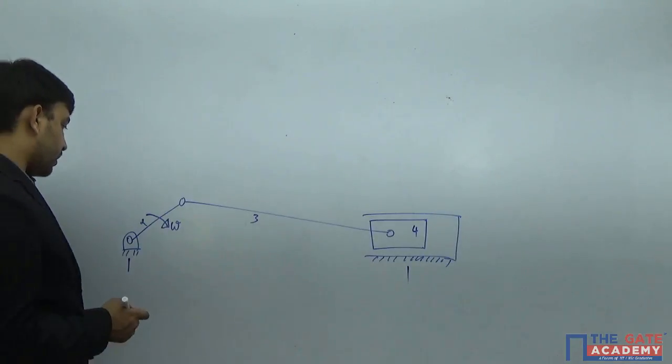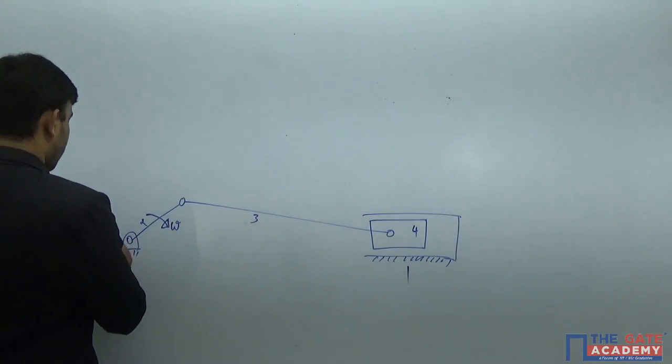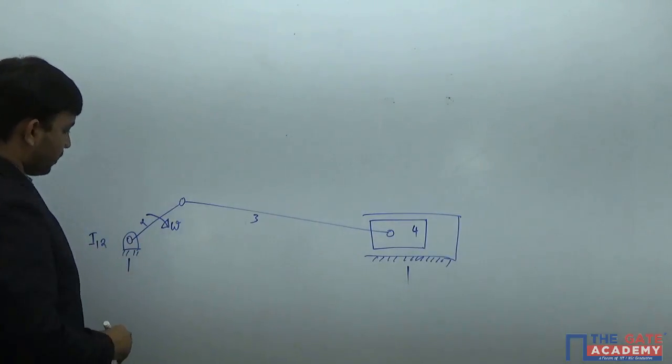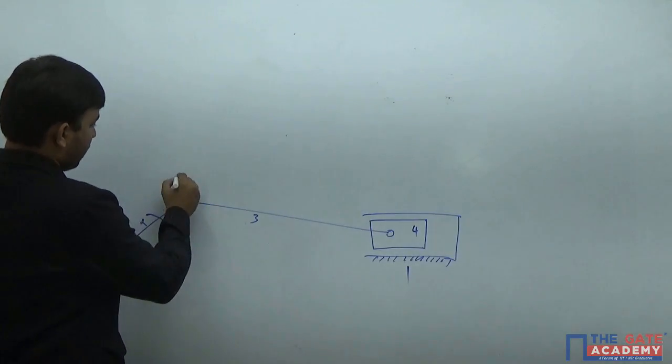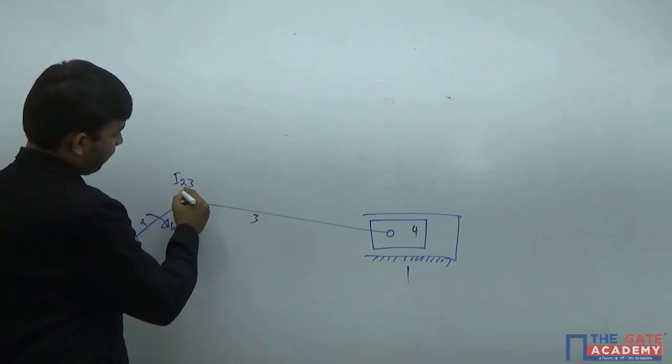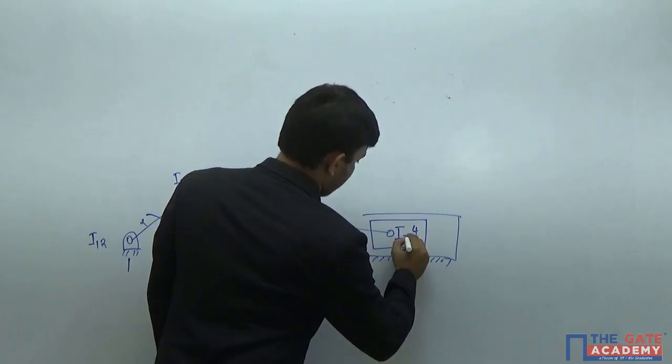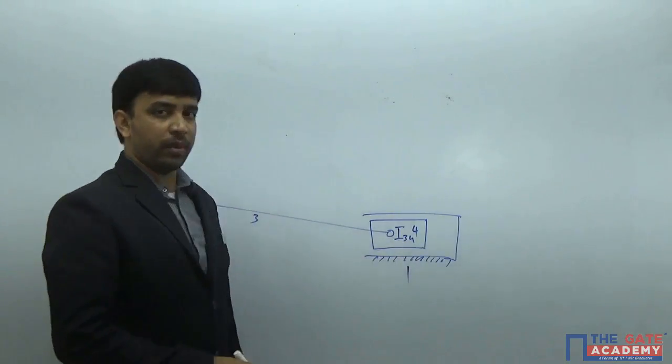I'm locating the instantaneous centers. You can see links 1 and 2 are connected by a turning pair here, so I12 lies here. Links 2 and 3 are connected by a turning pair here, so I23 lies here. Links 3 and 4 are connected by a turning pair here, so the common instantaneous center for links 3 and 4, I34, lies here.